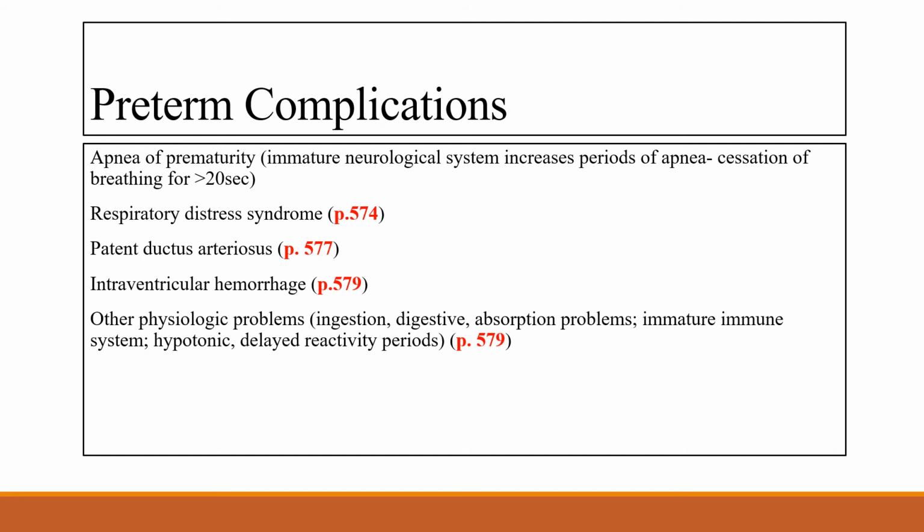Intraventricular hemorrhage is also a complication associated with preterm babies. Other physiologic problems include ingestion, digestive problems, absorption problems, and an immature immune system, which puts them at increased risk for infections, hypotonia, and delayed reactivity. The page numbers associated with that particular information are included on the slide as well. And you know you can watch this as many times as you need to.